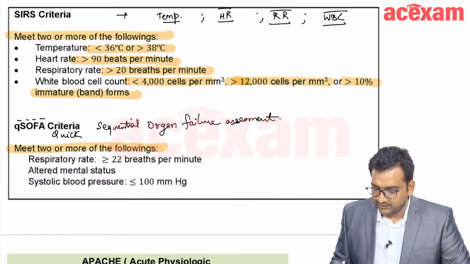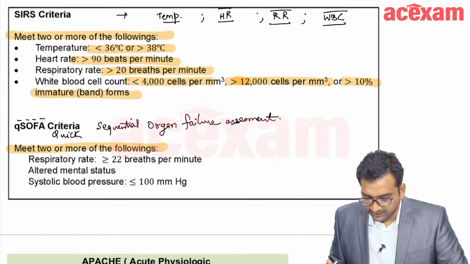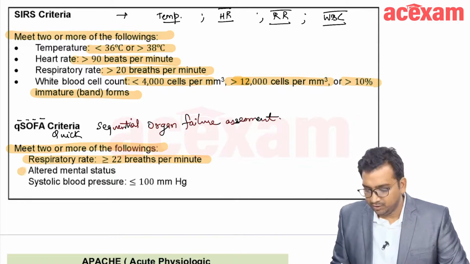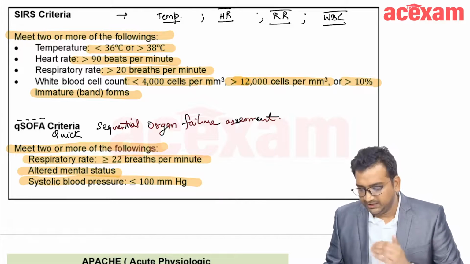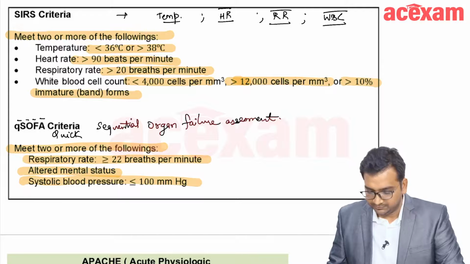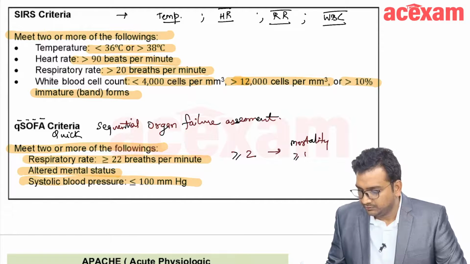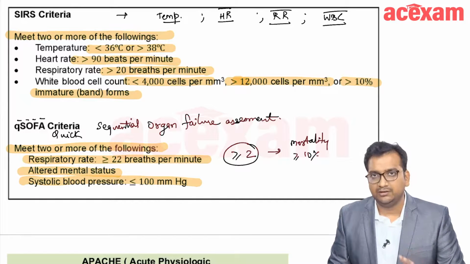having some organ failures. If the respiratory rate is more than 22, altered mental status, or systolic BP less than 100. Okay. So if the patient is having a respiratory rate of more than 22 breaths per minute, if there is altered mental status, or if there is a systolic BP of less than 100 millimeters of mercury, any two of the following present, then there is a mortality. If there is more than or equal to 2, then the mortality is more than or equal to 10%. Okay. If the score is 2 or more, then at least 10% mortality is there.